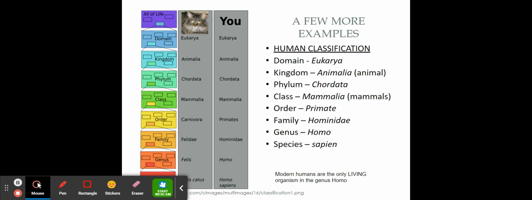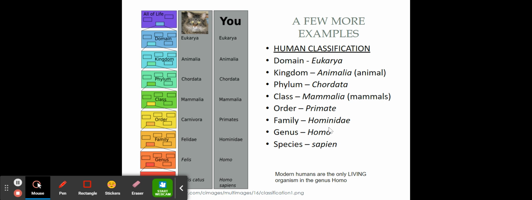Some more examples would be doing humans. So the domain, again, Eukarya, Animalia, which is the animal, Chordata, which means we have a backbone. We are part of the mammal, or the Mammalia, class. And then once we get to the order, we get into the primate order. So our common ancestor was the same for all primates. So that includes us and gorillas and orangutans and spider monkeys and things like that. We all have a common ancestor many millions of years ago.